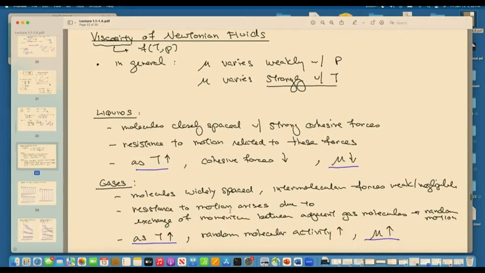Now, very quickly, the viscosity of Newtonian fluids is in general a function of both temperature and pressure, but the dependence on pressure is weak and the dependence on temperature is strong.